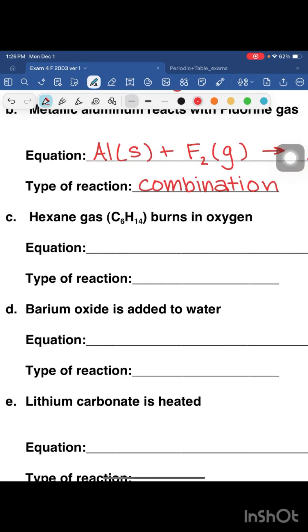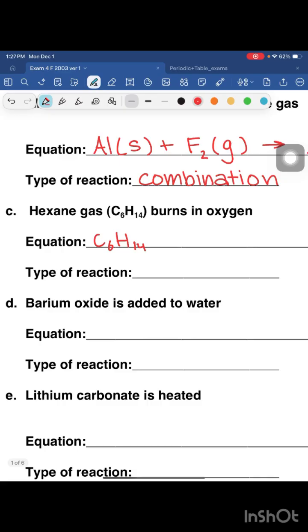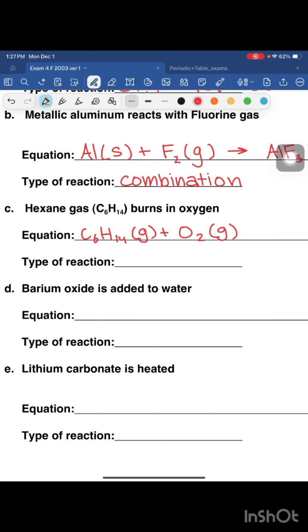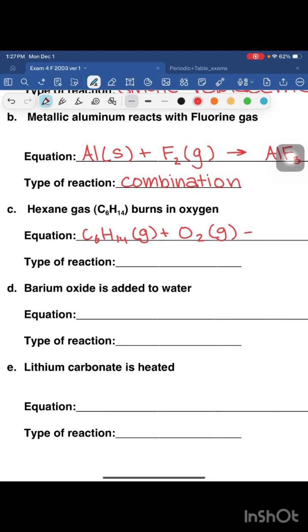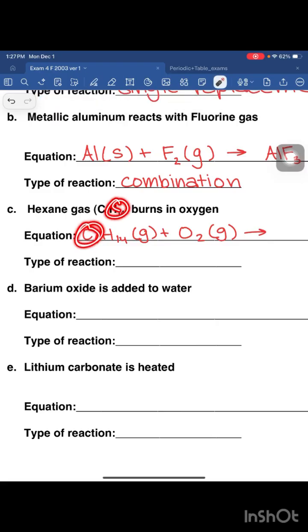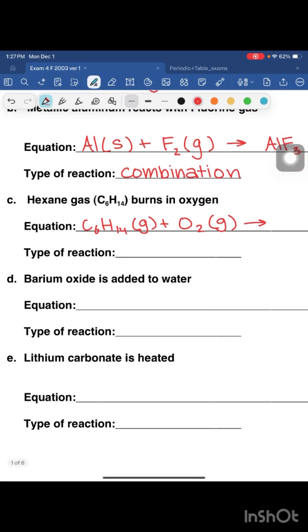Hexane gas, which is C6H14, burns in oxygen. So it's a gas plus O2 gas. Anytime you see an organic compound, meaning it has carbon, a combination of hydrogen and sometimes oxygen, and then oxygen is added, it's a combustion reaction. Every single time it is combustion.